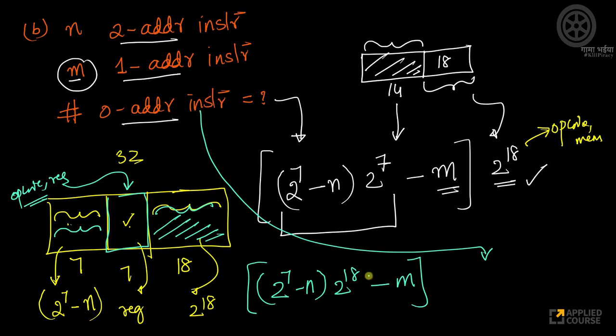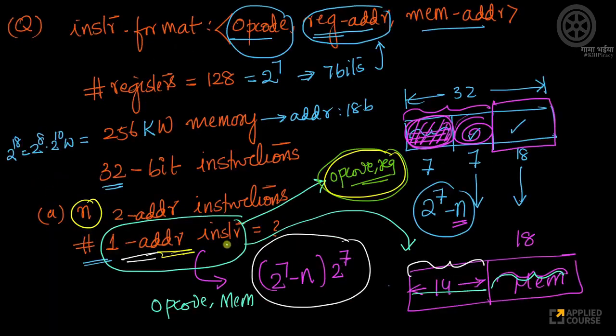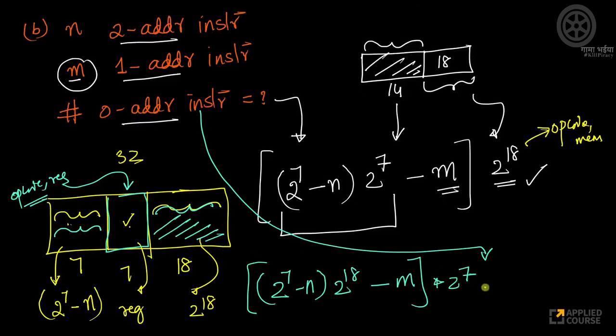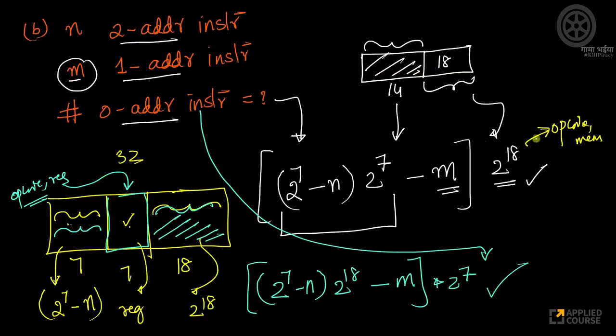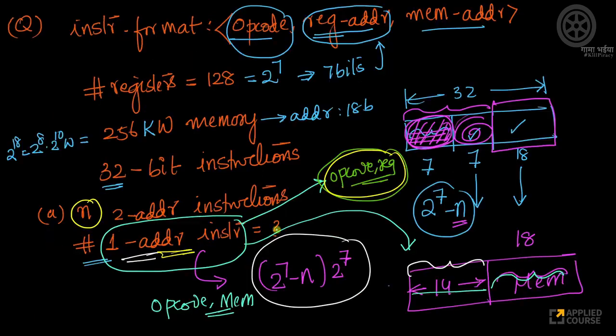This is what I'm left with, right? For 0 address instructions, I won't even have the registers. So these 7 bits also can be used there. If I have the opcode, comma, register format for the 1 address instruction, then this is the possible number of 0 address instructions. If what I have here is opcode, comma, memory, then this is the number of 0 address instructions. There is a small twist, okay?